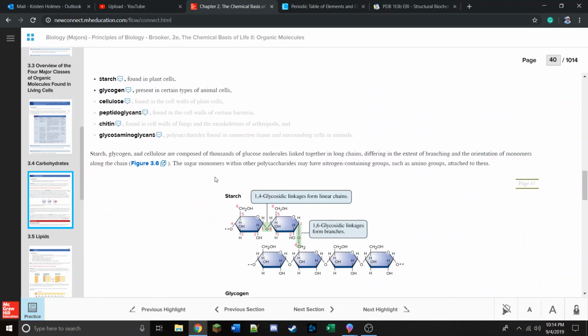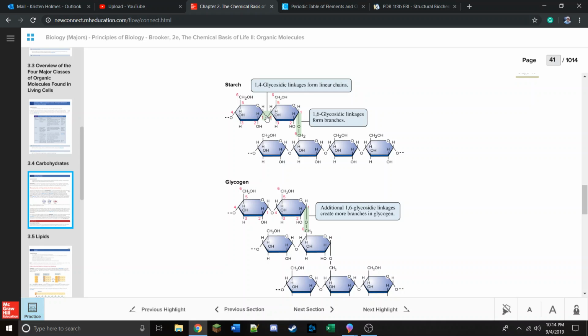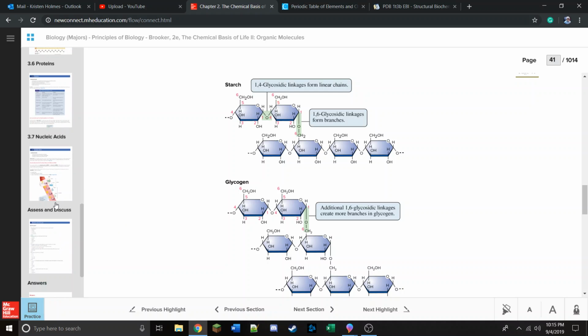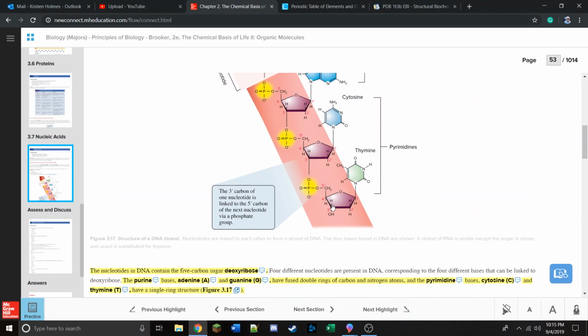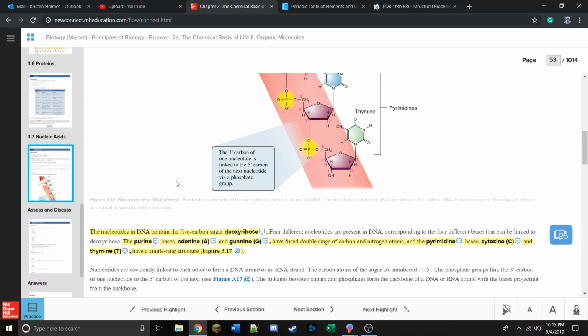Carbohydrates, and we said that 1s and 4s connected and became chains, and 1s and 6 became branches, and I said that that's not the same for all of them. Here we can see that 3s and 5s combine via phosphate group, but in this case it's 3 and 5, not 1 and 4, or not 1 and 6.